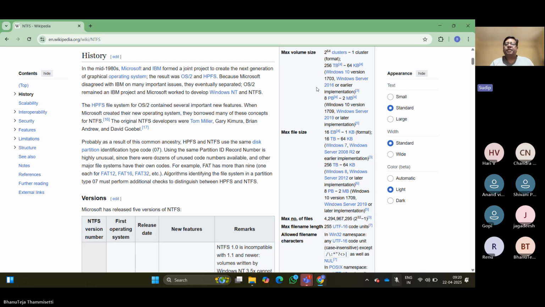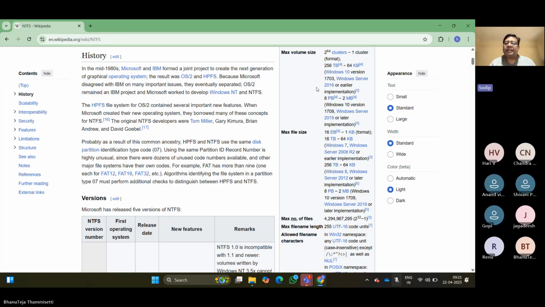No problem. Then you also see max file size. What is the maximum size of a single file that it can store? As you can see, it's really very high: 64 KB to 16 terabytes. So a single file can be 16 terabytes in size. And in a newer version of the operating system, that size keeps on increasing. The minimum remains the same, 64 KB, but the max keeps increasing. You are getting 256 terabytes also.